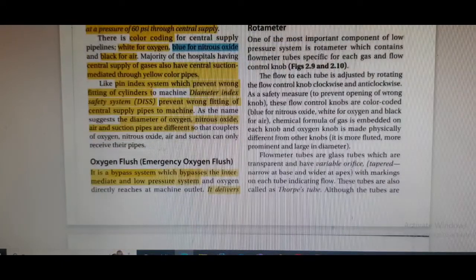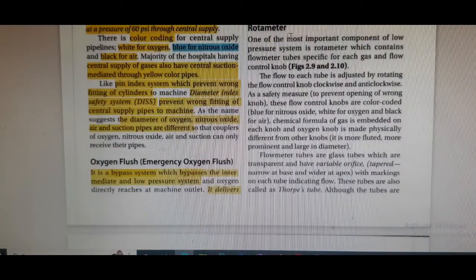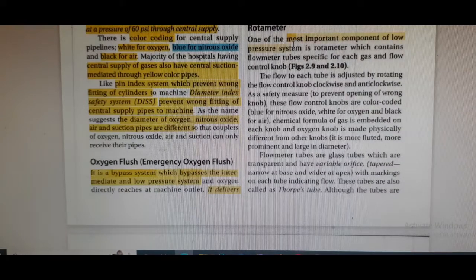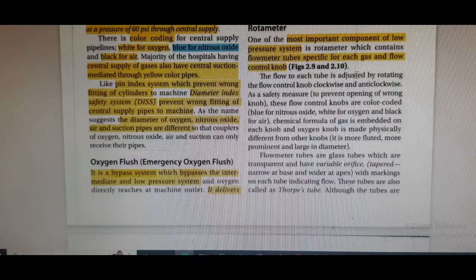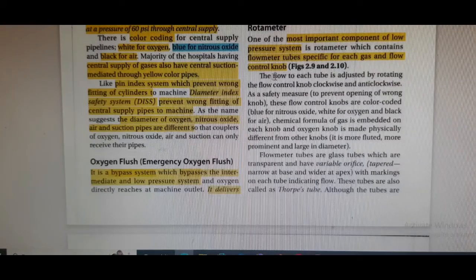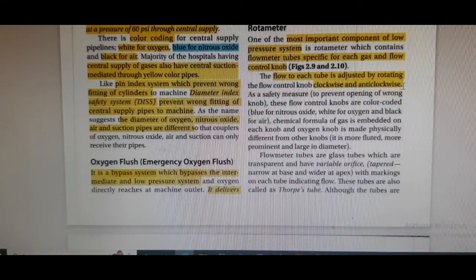These rotometers are one of the most important components of the low pressure system. These rotometers contain flow meter tubes specific for each gas and flow control knobs. The flow to each tube is adjusted by rotating the flow control knob. So by rotating the knobs, you can control the flow of the gases. It could be clockwise or anti-clockwise.